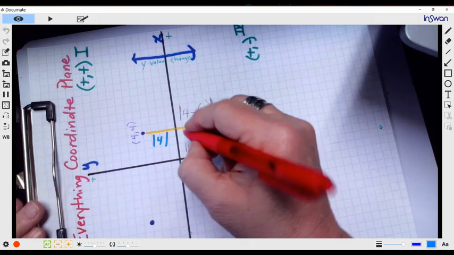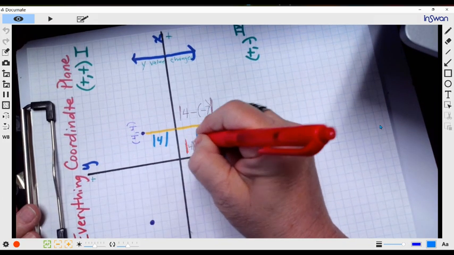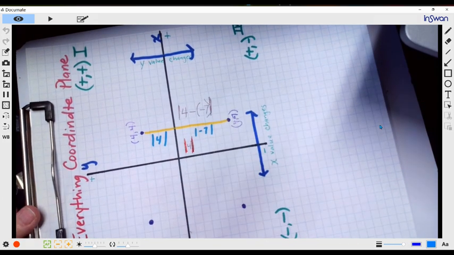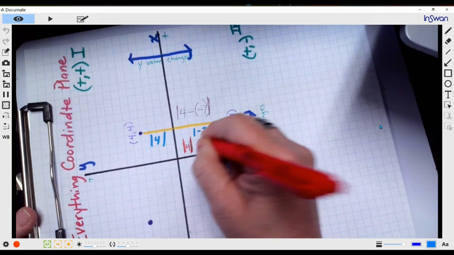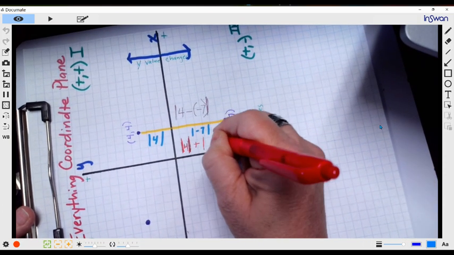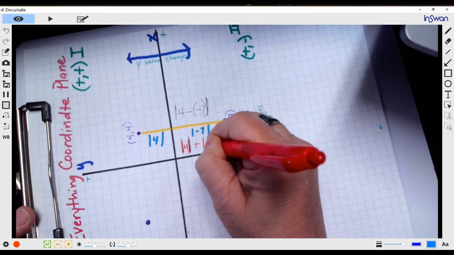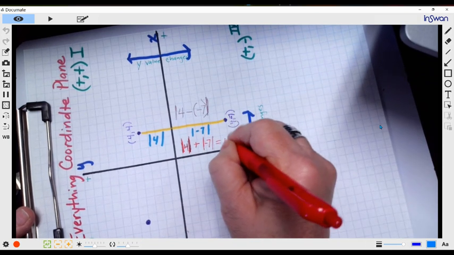If I were to take the absolute value of 4 and add that to the absolute value of negative 7, that would be 11.